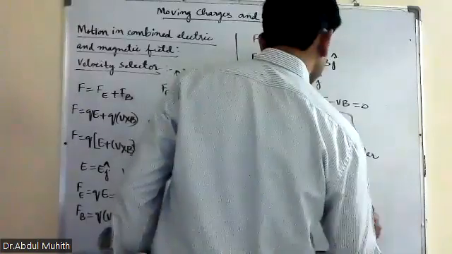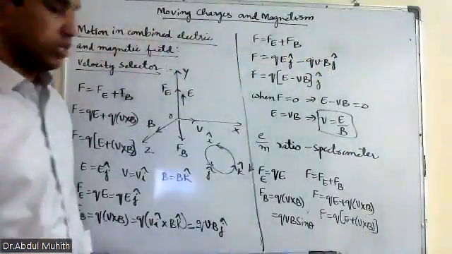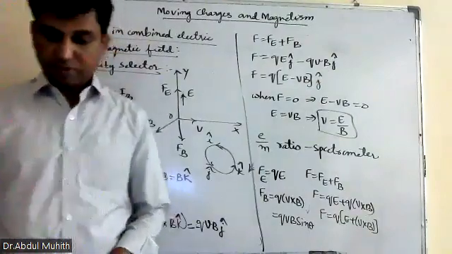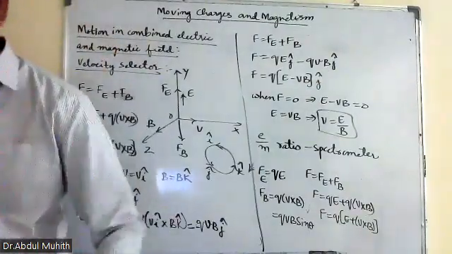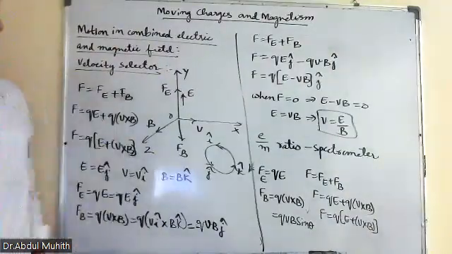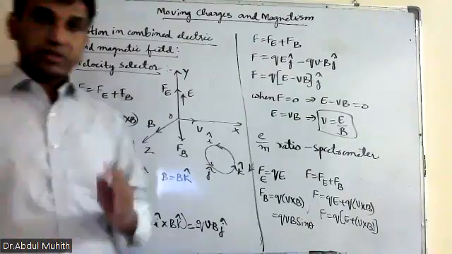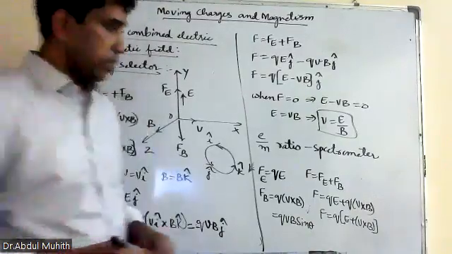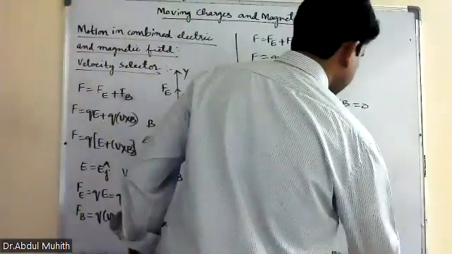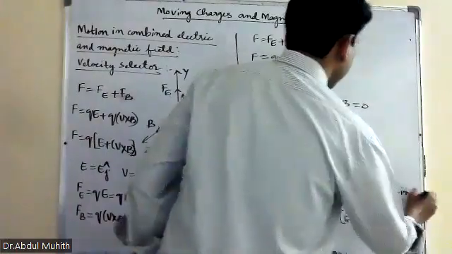This is the formula for the force when the charge is placed in both electric and magnetic field at the same time. Now, the second derivation was magnetic force on a current carrying conductor. When you place a current carrying conductor in the magnetic field, the formula is F is equal to BIL sin theta, where B is the magnetic field.